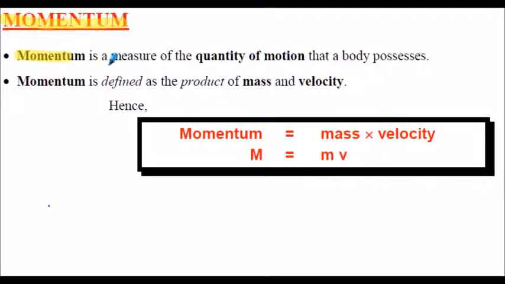Momentum is a measure of the quantity of motion that a body possesses, and a body in this context could be a car, it could be an aircraft, it could be a football, etc. Momentum is defined as the product of mass and velocity. So in other words, momentum is equal to mass multiplied by velocity. In symbol form, momentum, capital M, is equal to mass, lowercase m, multiplied by v for velocity.